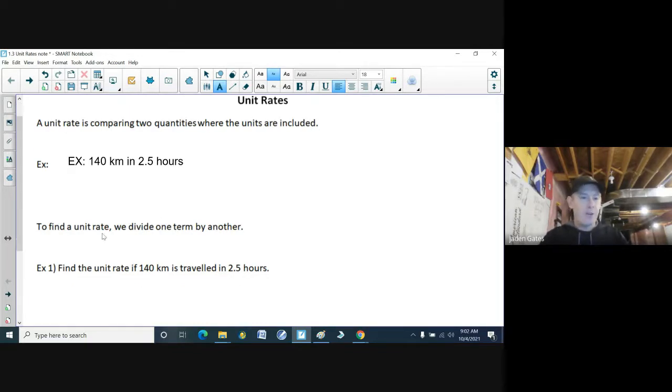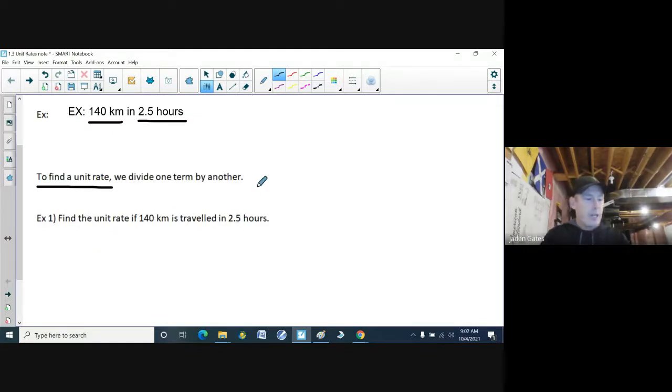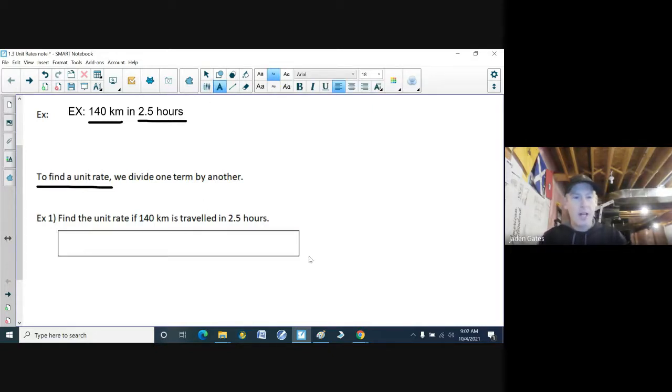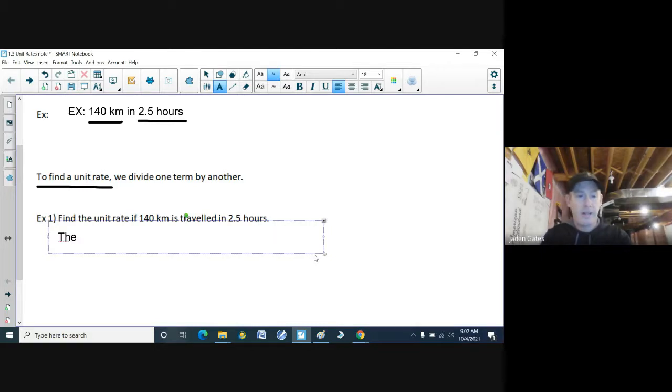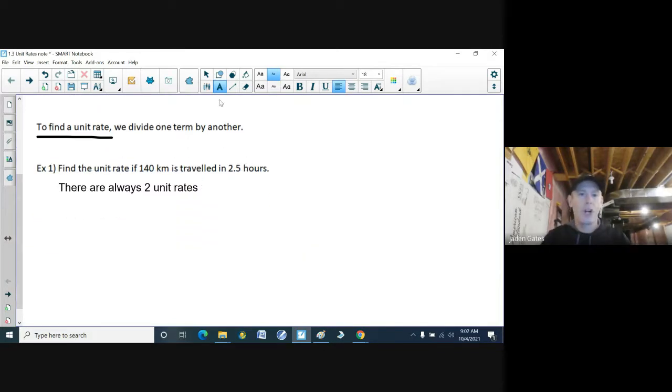Now, to find a unit rate, this is key, we divide one term by another. So one of our terms is 140 kilometers, and the other term is 2.5 hours. Now, the weird thing with unit rates is that there are always two unit rates. When I say that, it's true, but usually one unit rate is a little more common than the other one. Not always, but most of the time.